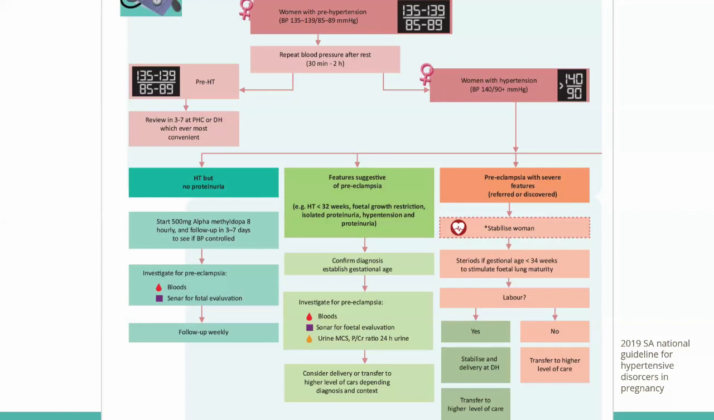They do come in with preeclampsia or eclampsia. It's important to stabilize the patient downstairs in the ED. We should consider steroids if the gestational age is less than 34 weeks, and then involve obstetrics early, as they are most likely going to opt for a very early labor or immediate delivery.